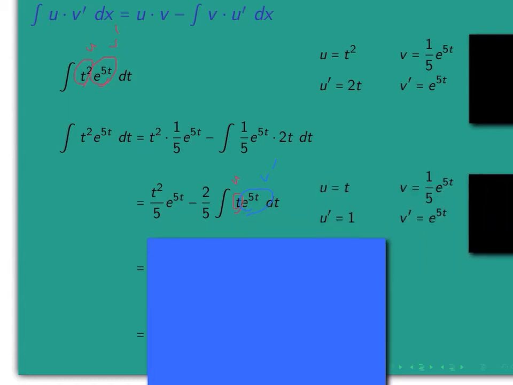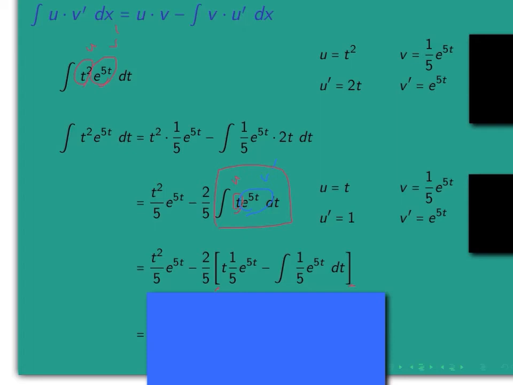So we've picked u to be t, and we picked v prime to be e to the 5t. So the derivative of u is u prime, which is just 1. And again, v prime is exactly the same as before, so its antiderivative v is also exactly the same as before. So I'll take these four expressions for u, v, u prime, and v prime, and again plug those into the integration by parts formula. But be careful, we're just looking at this piece. Okay, so when I do that, I've put some brackets here to differentiate that we're just focusing on that integral.